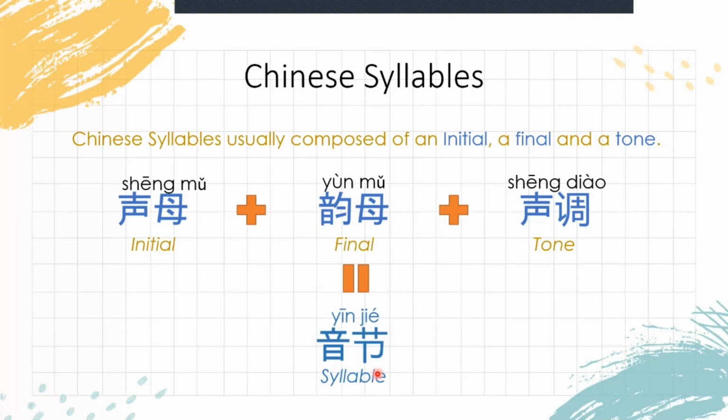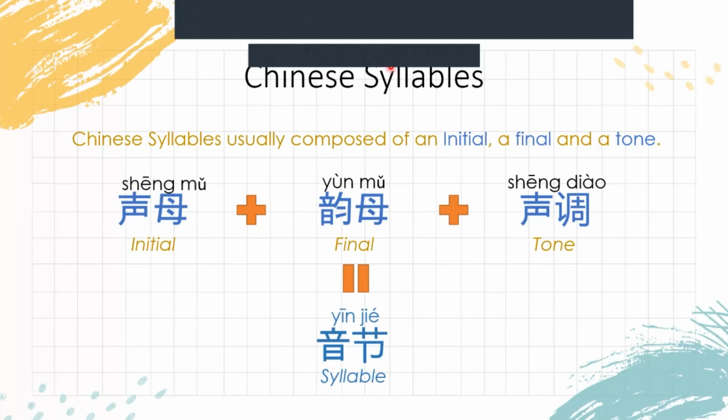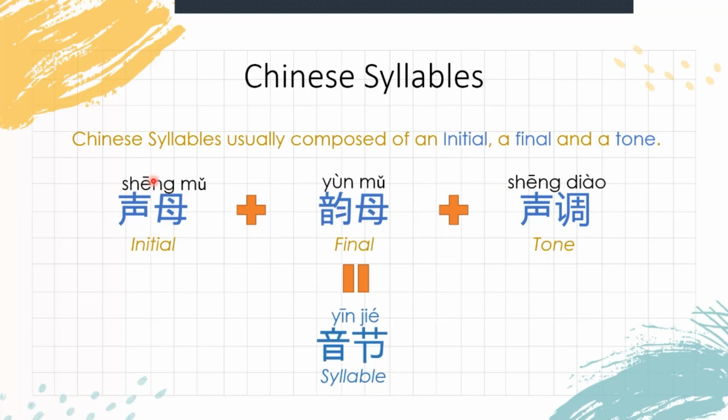For example, 声母. The S in front, we call that the initial. ENG is the final. So 声, we read this, we know that ENG is the final, and we have the tone on top. We read it as the first tone, so that's why we know this is 声.